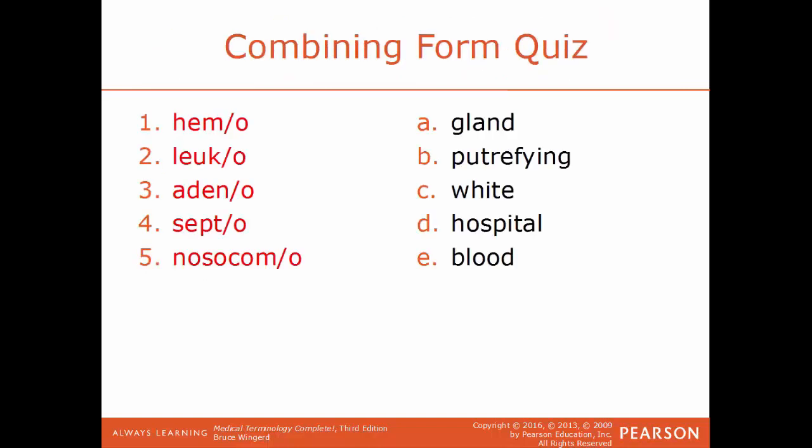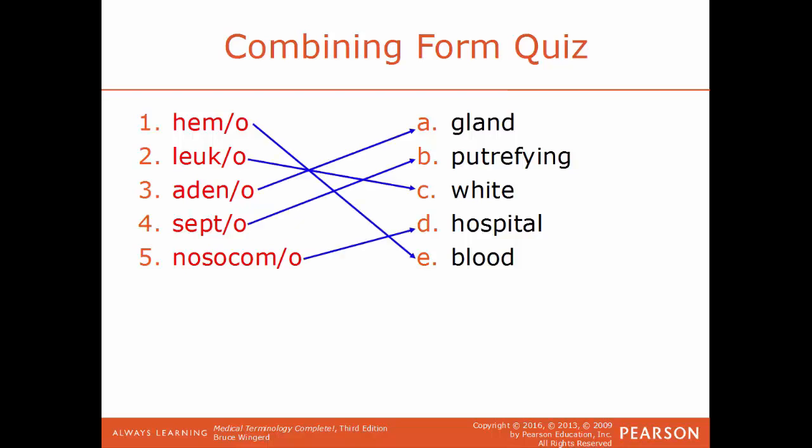All right, we will end this chapter with our normal combining form quiz. Terms on the left: hemo, leuco, adeno, septo, nicosimo. They'll match up either with gland, putrefying, white, hospital, or blood. So hemo, we'll go with blood. Leuco goes with white. Adeno goes with gland. Septo goes with putrefying. And nicosimo goes with hospital.